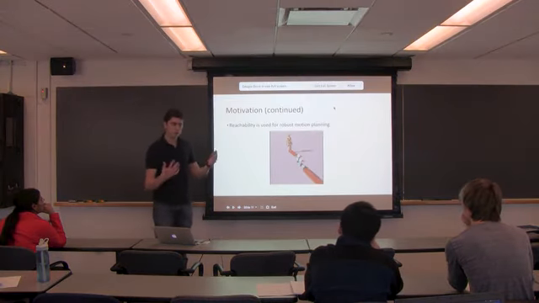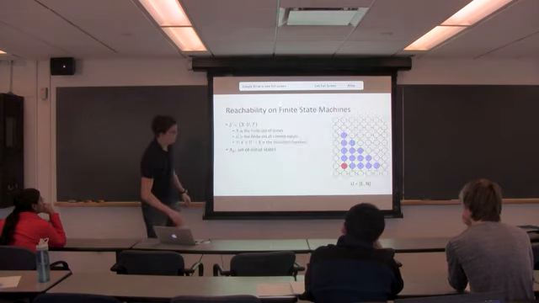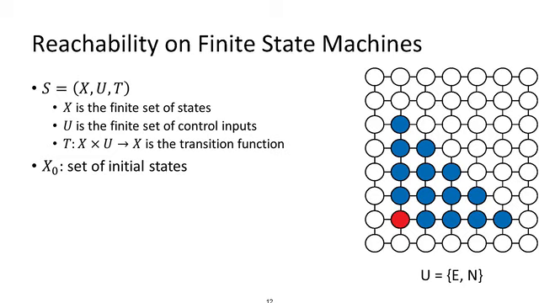Okay. So now, before we talk more about these cool examples, let's just formalize concepts. Let's define some things. So let's go back to the same system that we had earlier. This state machine. We have a finite set of states x, a finite set of inputs u, which in this case are east and north, and a transition function, and let's say this is just deterministic to keep things simple. And we have a set of initial states, x0, which I label as red.